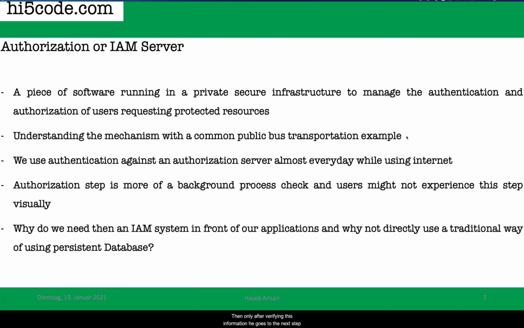Only after verifying this information does he go to the next step and try to verify the other attributes present in the ticket, such as date, time, the cost of the ticket, etc. By verifying this information, he is trying to check whether the ticket is valid or not, that is, your access right to use the ticket. So in a nutshell, these are the two main tasks of any Identity and Access Management System, that is to authenticate a user and then authorize the same user before providing any access to protected resources.